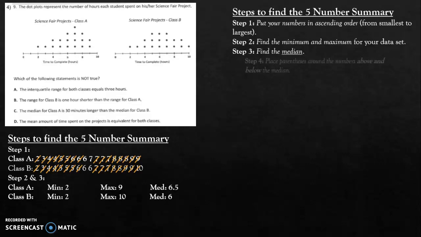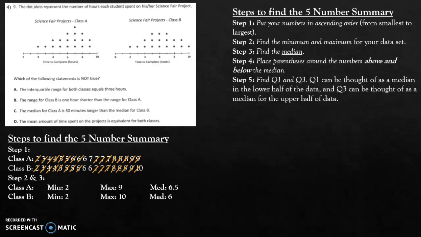Okay? We'll continue on. So my step 4 is going to be now to place parentheses around the numbers above and below the median. Okay? So for example, in class A, I had to use 6 and 7 to find the median. So the value I find at 6.5 is not in my data set. That number is not in there. So instead of putting parentheses, I ended up changing the colors.